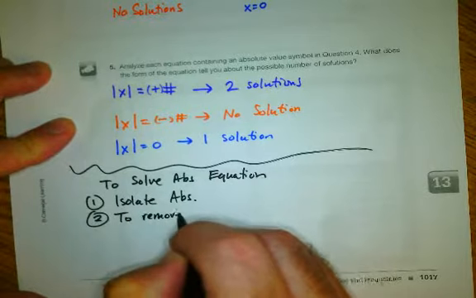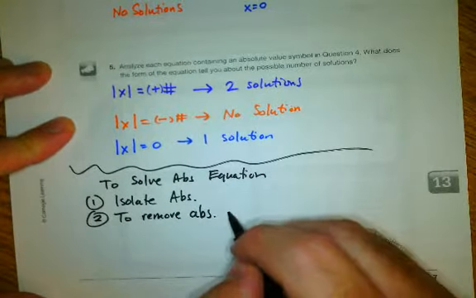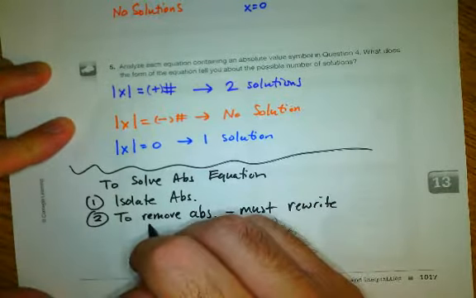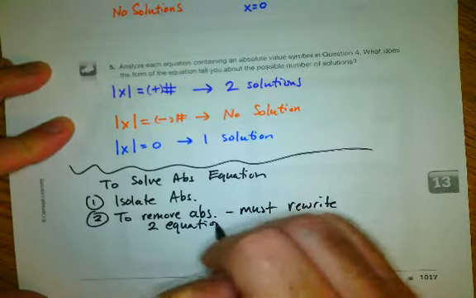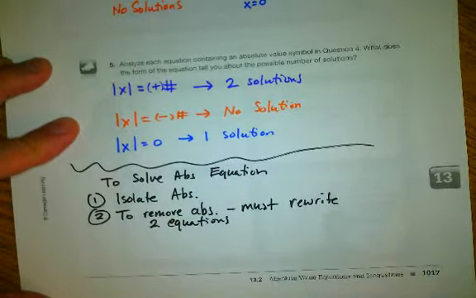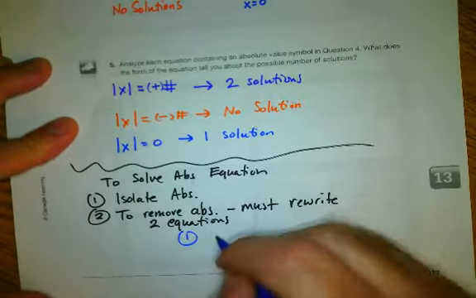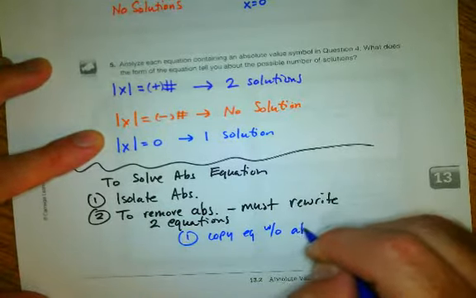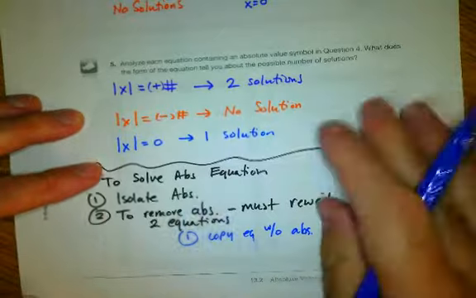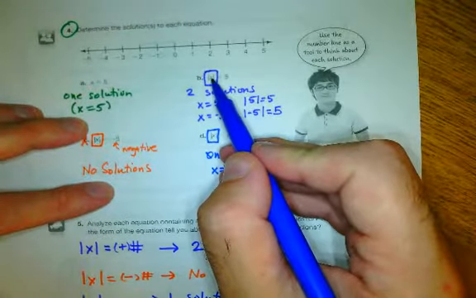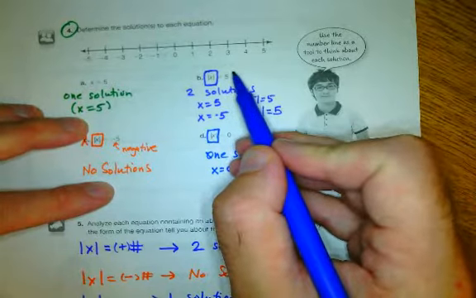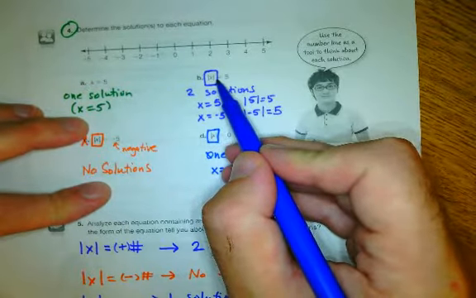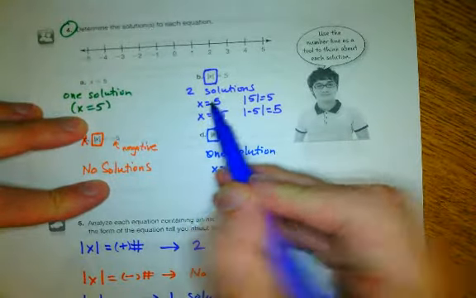To remove the absolute value, you must rewrite it as two equations, and we're going to get some practice on this. The first equation, I'll do in blue here, is simply to copy the equation without the absolute value. So we're going to get a positive answer that way. For example, here is the absolute value of x equaling a positive number, 5. If I drop the absolute value, I just copy what I see: x by itself equals 5. And that's my first solution.